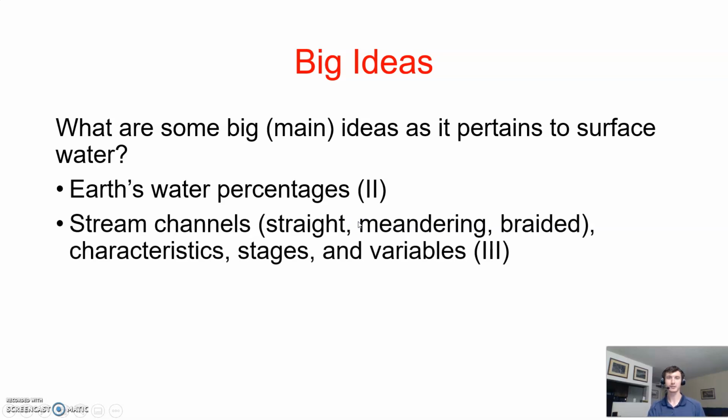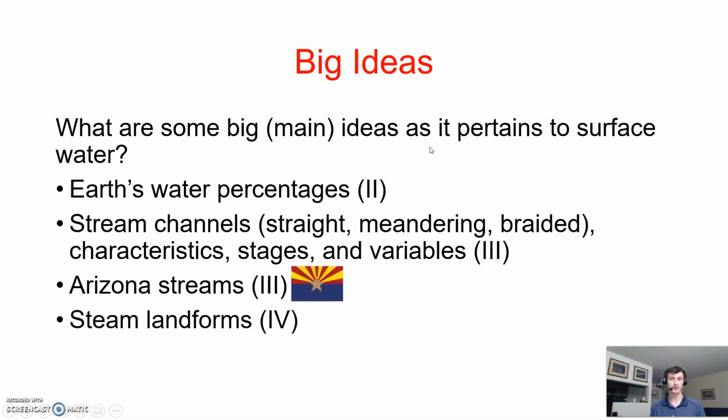We talked about our different stream channel types, straight, meandering, and braided. What are the variables involved? What do these look like? What are the features? What are the major streams and surface waters in Arizona? How do these behave? Where do they go? And finally, our stream landforms in the final section.